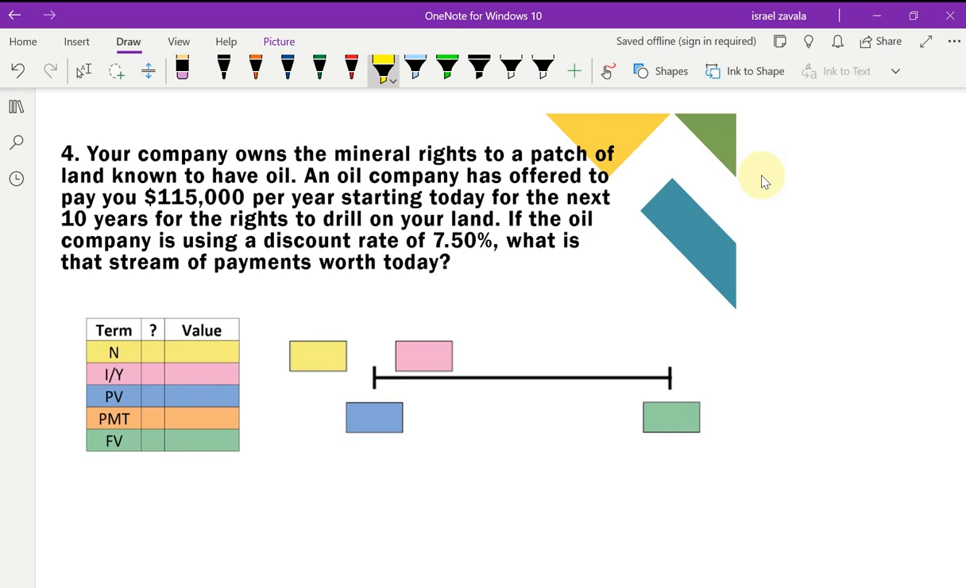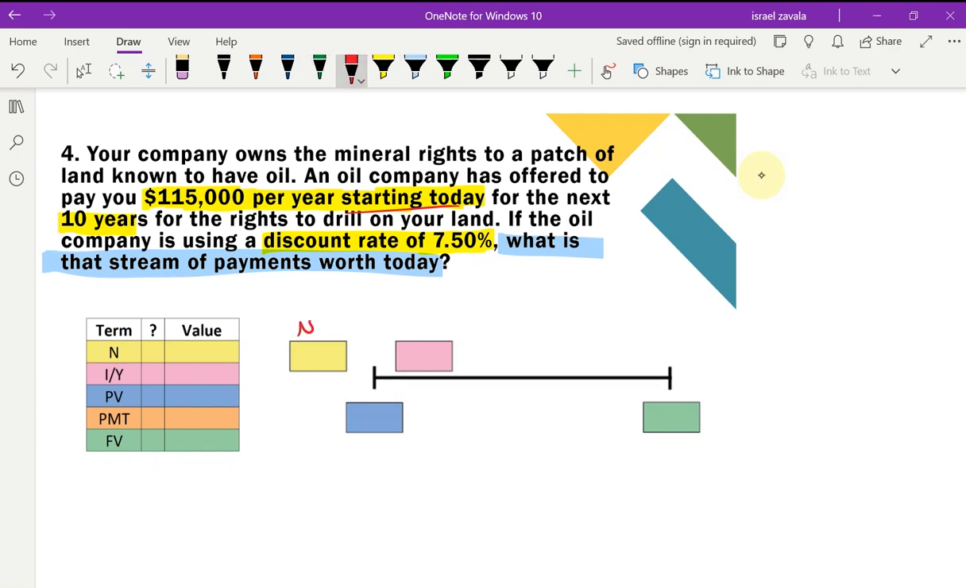So your company owns the mineral rights to a patch of land known to have oil. An oil company has offered to pay you $115,000 per year starting today. This is the key word, starting today, right? For the next 10 years, right? For the right to drill on your land. If the oil company is using a discount rate of 7.50%, what is the stream of payments worth today? What is the stream of payments worth today?